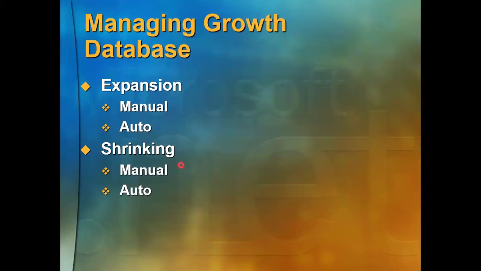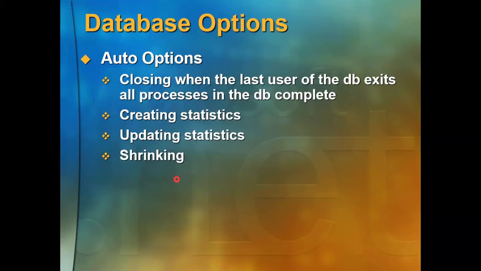Then you can also shrink the file. Suppose the file is 1 GB, but the data is only 500 MB. The rest is a waste of space, and you can shrink it using manual option or auto option. So these are the shrinking.